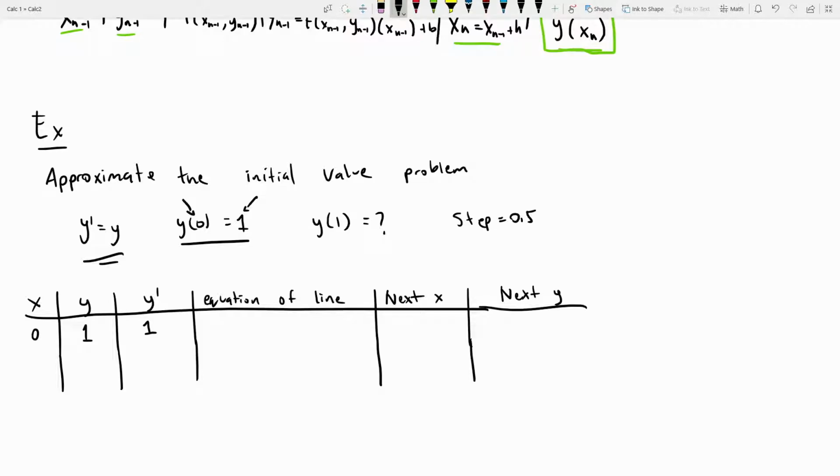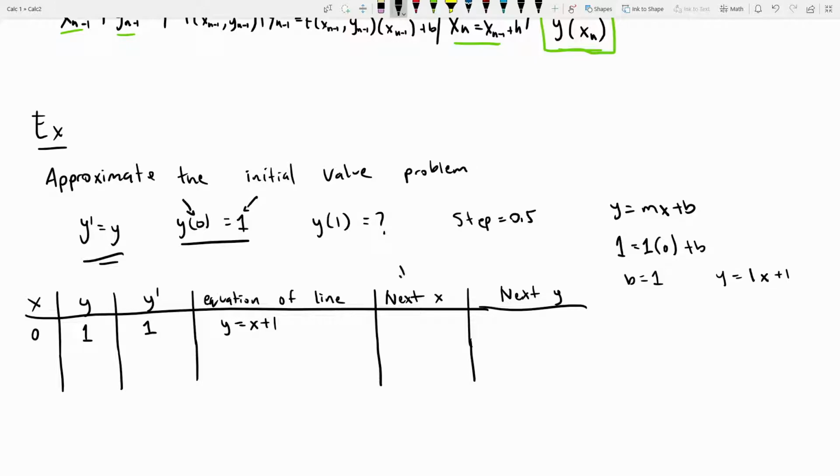Now for the equation of the line. We know that the equation of the line is given by y equals mx plus b. Actually, we'll start with y. y is equal to 1. m, meaning the slope, is given by 1. The x-coordinate is going to be 0 and then plus b. So we get that b equals 1, meaning that the equation of the line is y equals 1x plus 1. So y equals x plus 1.